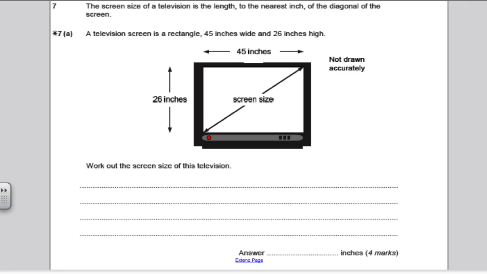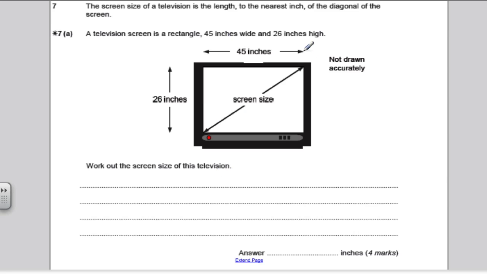Question 7. The screen size of a television is the length to the nearest inch of the diagonal of the screen, so that length there. A television is a rectangle 45 inches across, 26 inches high. Work out the screen size of this television.